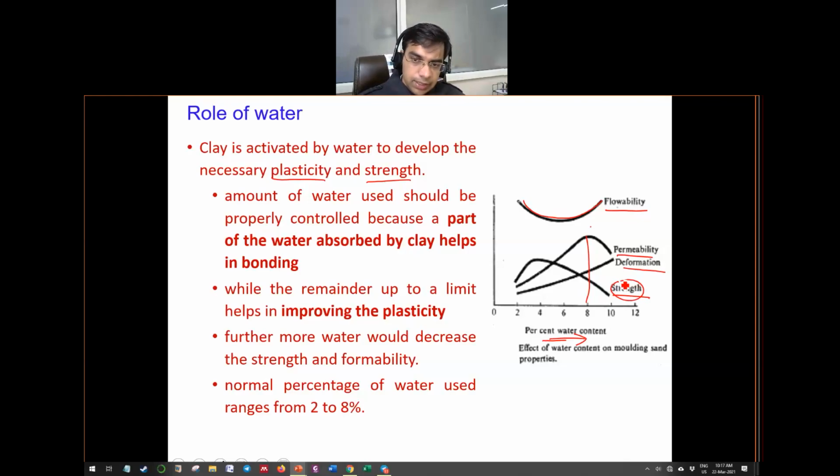So the content of water is very important, and the normal percentage of water is between 2 to 8%. What you have to remember here is that the role of water is only to activate the clay which holds the sand particles together, as it is the binder which is added there. And beyond 8%, there will be a decrease in the strength and formability, which we do not want. So always the water percentage is kept between 2 to 8%.